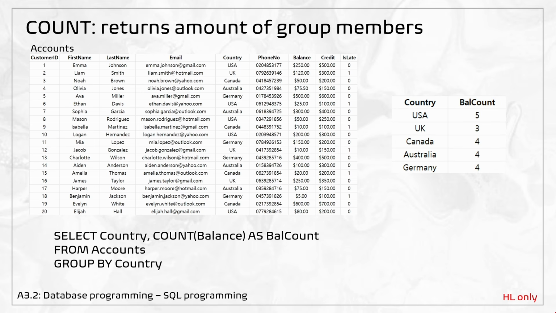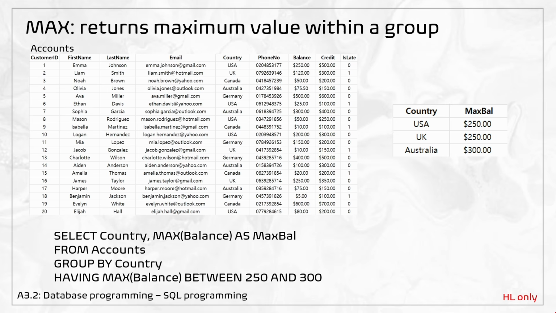The COUNT function simply counts how many non-null columns there are for each group. Since all of the data here has a valid balance, the resulting table will simply output how many people from each country there are. The MAX function returns the maximum value for each group. Here, we're using a HAVING statement to filter the shown rows so that only countries with maximum balances between 250 and 300 show up. Without the HAVING statement, Germany and Canada would also show up, with their maximum balances being less than 250 or greater than 300.